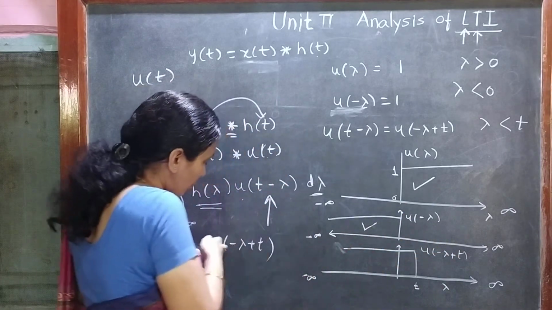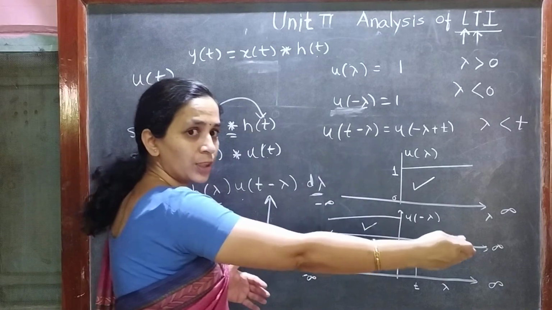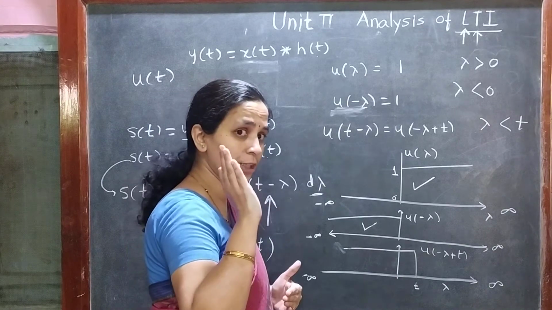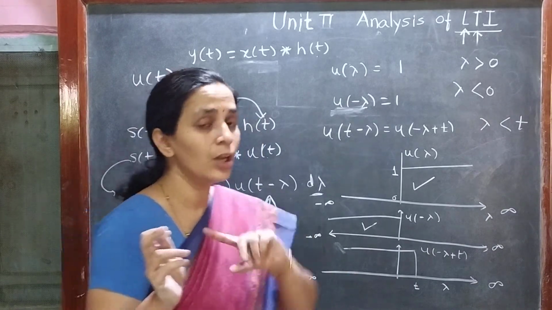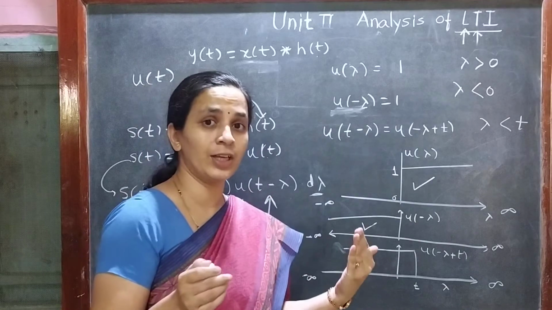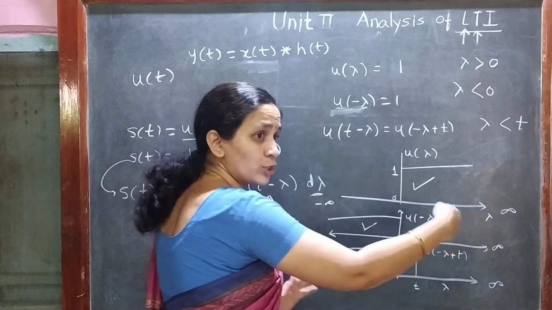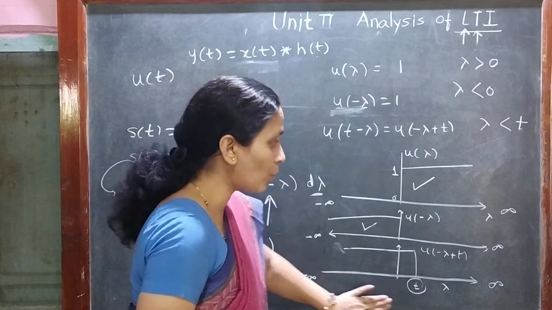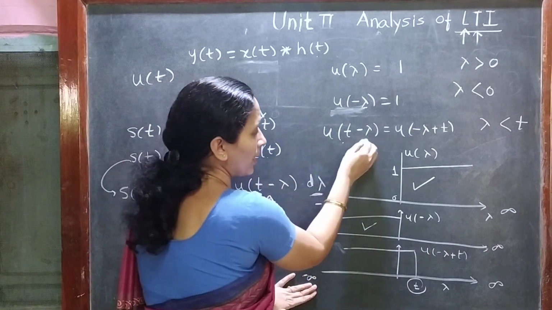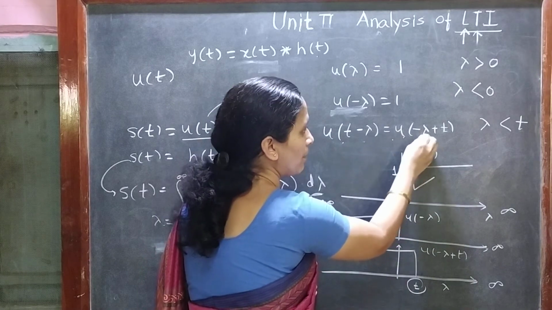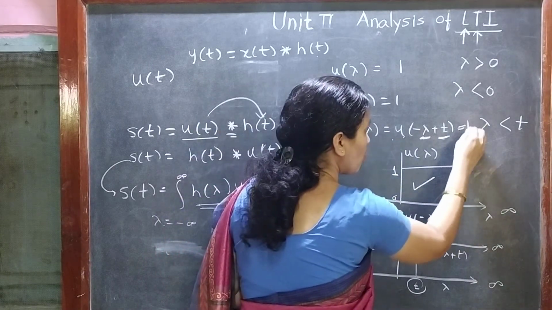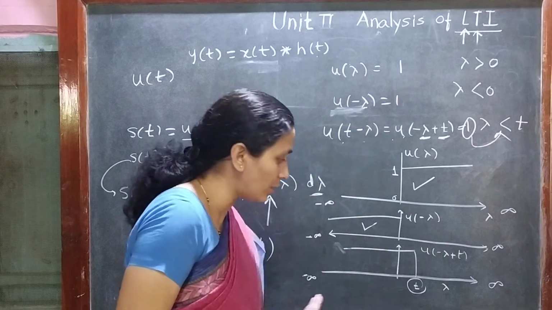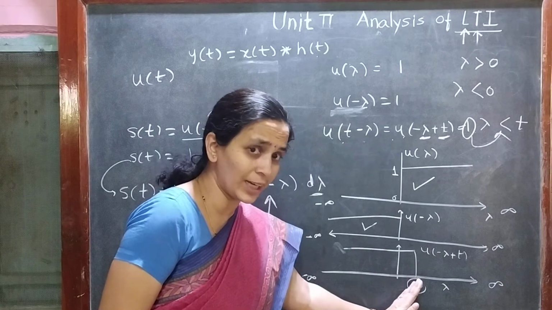Now what do I want? U of minus lambda plus t. So it is a positive shift, right? Whether it is a delay or an advance, you are going to think about that. We have done enough practice on shifting, delaying, advancing and so on, right? So I have to shift it to the right by t samples. Now I can say that u of t minus lambda, which is u of minus lambda plus t, is equal to 1 for all the values of lambda which are less than t, for all the values of lambda which are less than t, right?